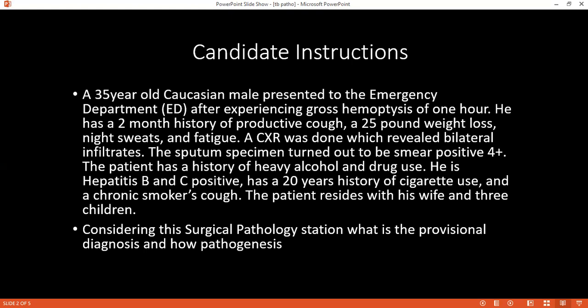I'll put it in a biohazard bag. Very good. And what are the culture media for mycobacterium that you'll use? Okay, the solid media is the Lowenstein-Jensen media, and the liquid media is the BACTEC.